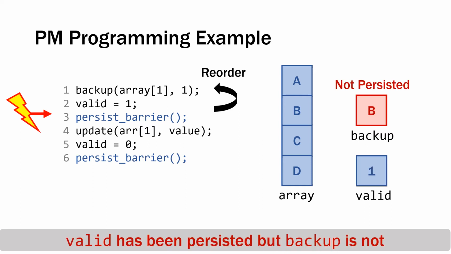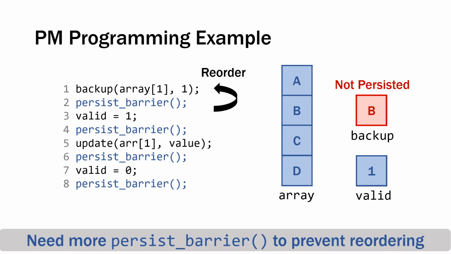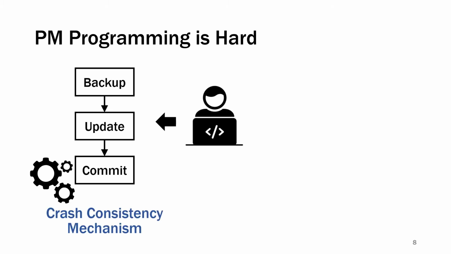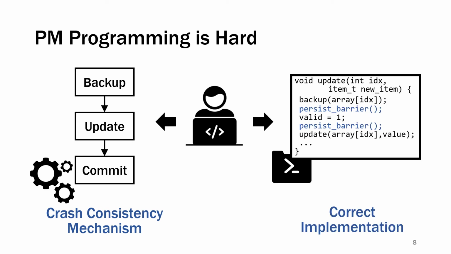Because the writes can reorder, it's possible that the backup is not persisted before the valid. And then the program can use a non-persistent backup for the recovery, so it's causing inconsistencies. The solution is to insert more persist barriers in between all the writes, and with the reordering disabled, the backup is always persisted before the valid, and it is crash consistent now. As we can see, programming for persistent memory is very hard. Programmers first need to come up with crash consistent mechanisms, and then correctly implement the mechanism using the programming supports.